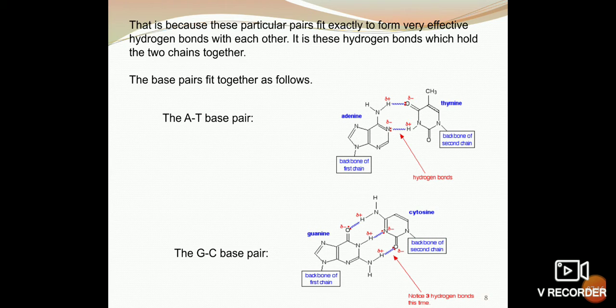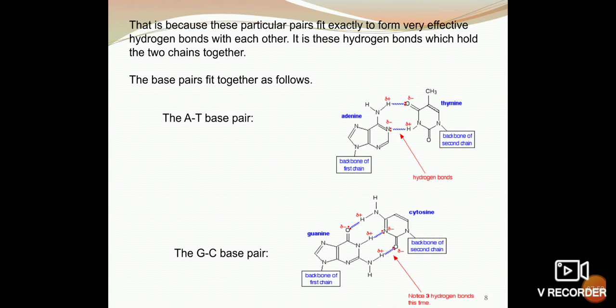That is because these particular pairs fit exactly to form very effective hydrogen bonds with each other. It is these hydrogen bonds which hold the 2 chains together. These 2 base pairs form hydrogen bonds which hold the 2 chains, which are running parallel, together. The base pairs fit together as follows.